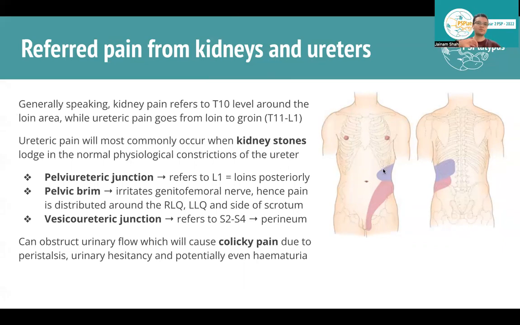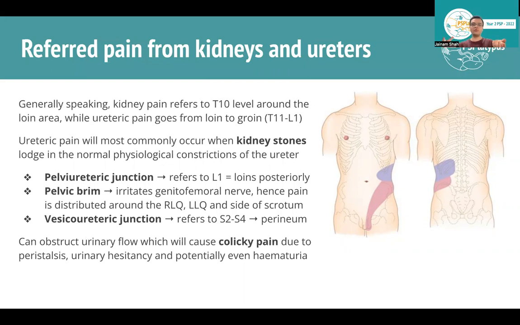Because it's at the most proximal part of the ureter around the kidneys, which we know is around the loin region, right? So that makes sense. With the pelvic brim, as it crosses over those arteries, the internal iliac arteries, and also crosses over the pelvic brim, that's actually a place where you have the genitofemoral nerve.